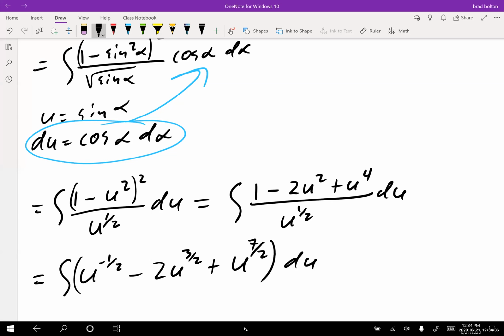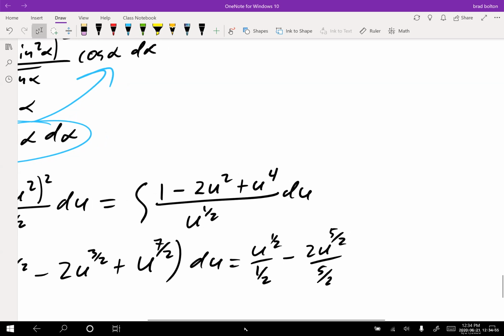Now the thing is, we actually haven't integrated, but some students mess up right here because they feel like they just integrated, but we haven't. We haven't done any integration, we've just cleaned things up. So now we have to integrate. This will become u to the 1/2 over 1/2 minus 2u to the 5/2 over 5/2 plus u to the 9/2 over 9/2 plus c.